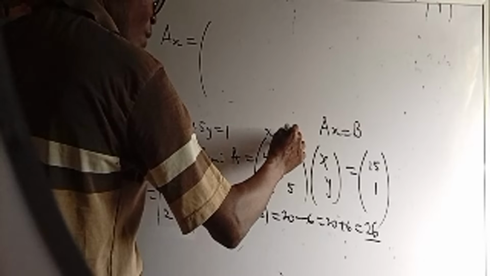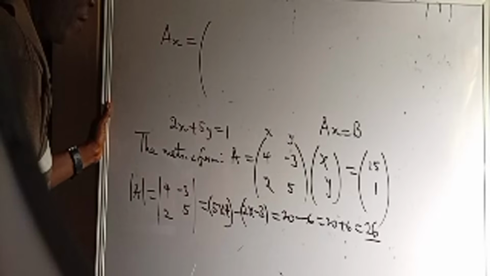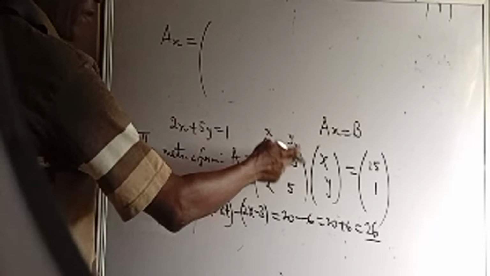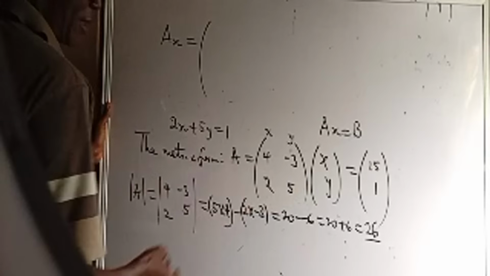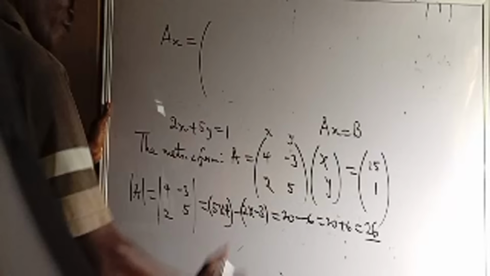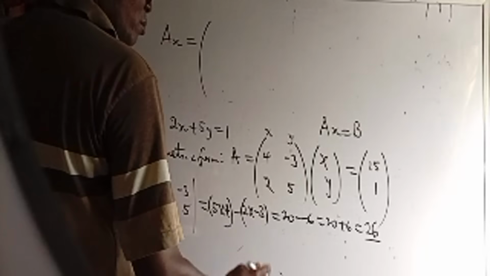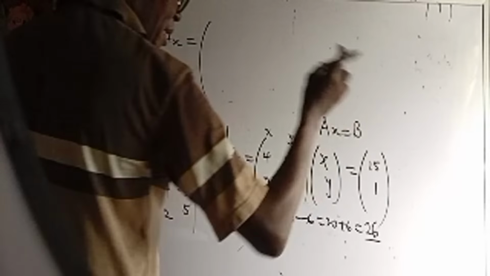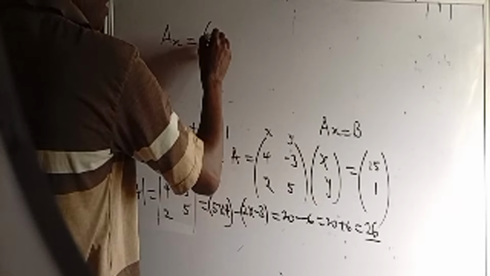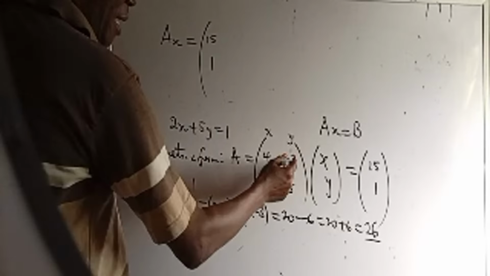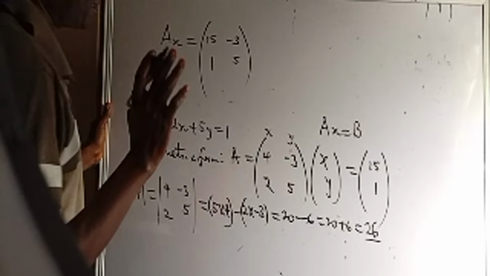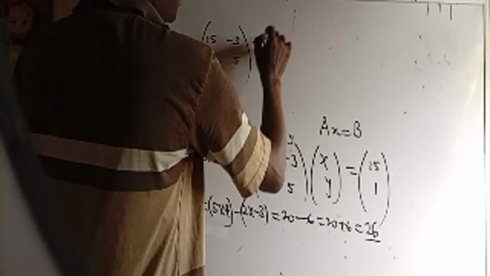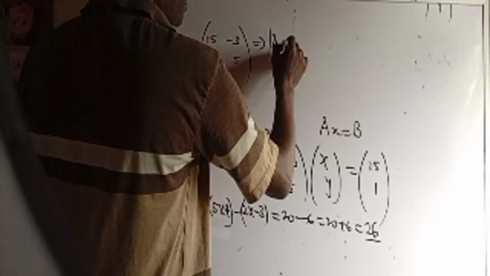Why is this column for Y? You know now. We say 4X minus 3Y, then 2X plus 5Y. So this column is for X, this column is for Y. So on this X column, remove it and replace it by this constant. You have 15, 1. Then you are left with -3 and 5. Now find the determinant of AX.